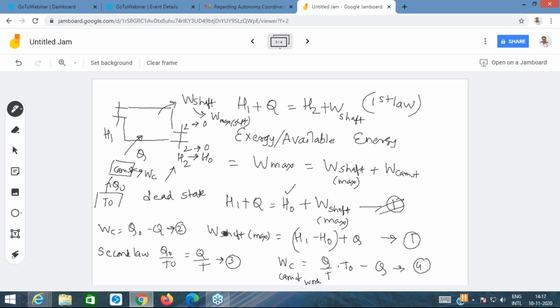I hope that W shaft max is clear to you. Is W shaft max clear to you all? H1 minus H naught plus Q. Is equation 1 clear? Yes or no? Rushali? Yugandhara? Neha, Anamta, Yashraj, Ritvik, Yash More. Is equation 1 clear to you?